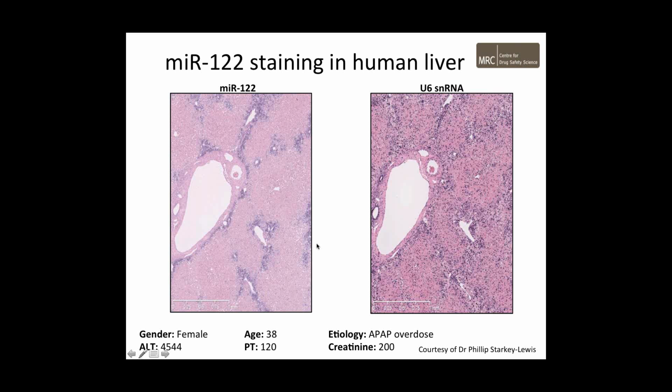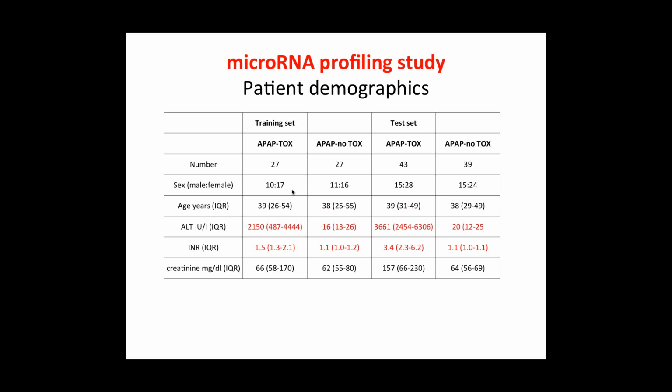Here's a second patient, again paracetamol overdose, severe liver failure, went to transplant, and again we see almost complete loss of miR-122, only very faint staining, whereas around the areas of central lobular necrosis it's nearly all gone. So miR-122 is highly abundant in the liver. When the cell's injured, it's released into the plasma. So what we went on to do, using the microscript platform, was to ask the question, we know miR-122 is elevated.